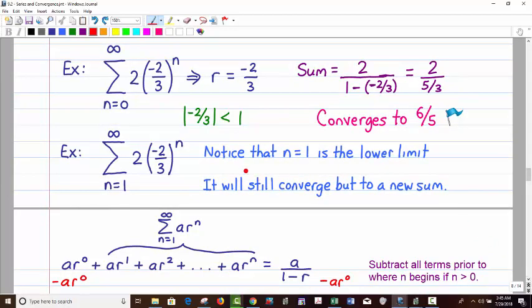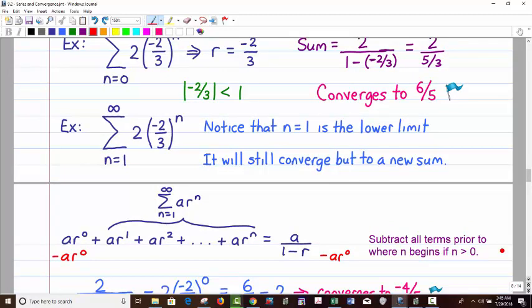Now, it's going to converge, so let me clarify that. It does not affect whether or not it converges. It's going to affect what the sum's going to be. So what you're basically doing, I'll say all this as clearly as I can in just normal word form here.